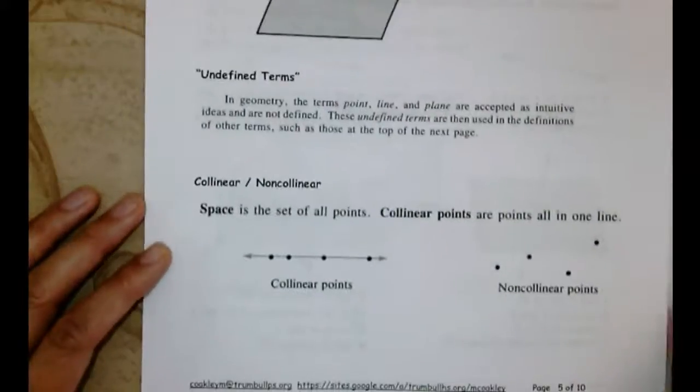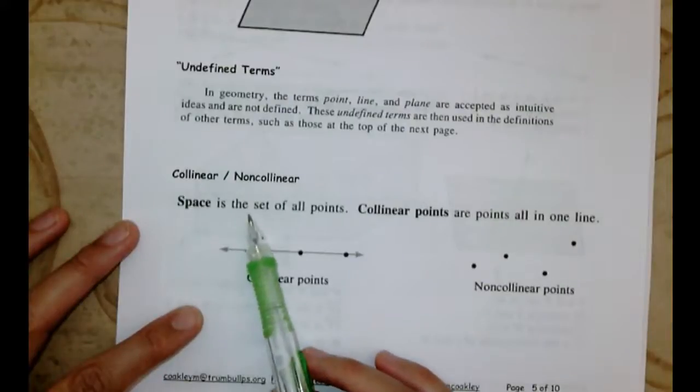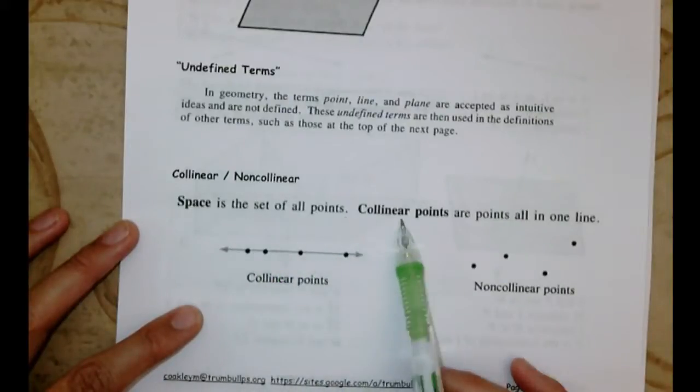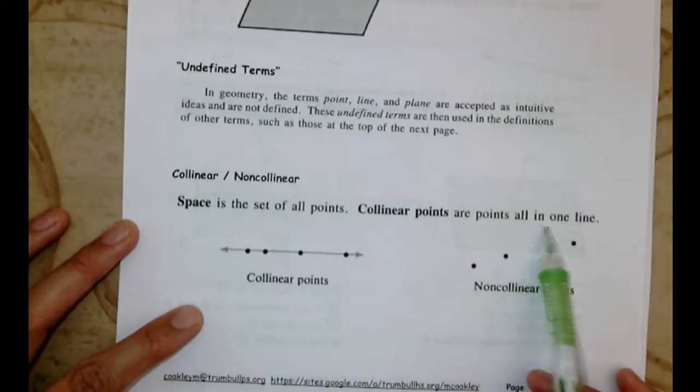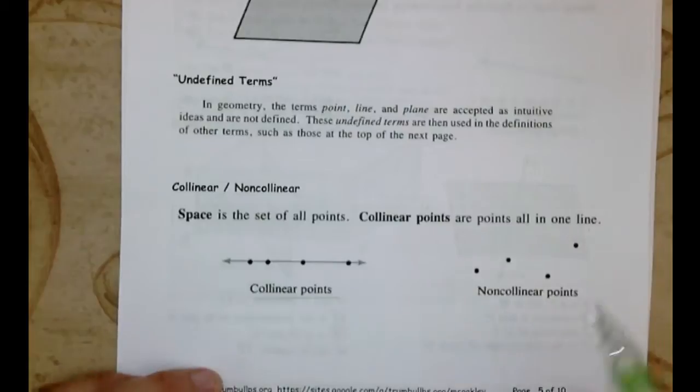Collinear and non-collinear. Space is the set of all points. Collinear points are points all in one line. So these points are lying on one line, right? These are called collinear points. And with these 4 points, you can't draw one line that goes through all of them, right? So these are non-collinear points. But if I do this, these 2 are collinear.